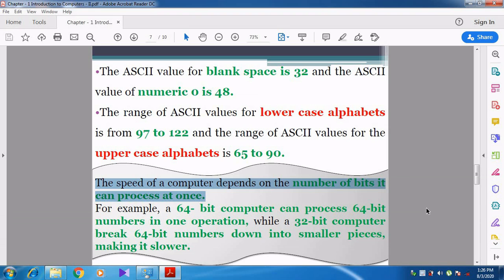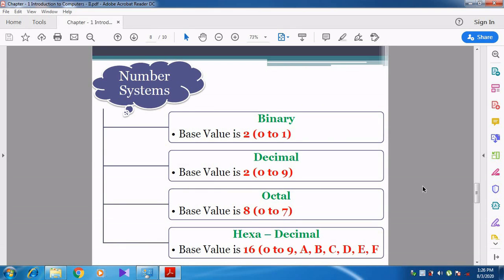Can you understand, students? Can you understand the ASCII values? Right. Now we are going to discuss the number systems. What is meant by number systems? Actually, the computer has four different types of number systems. What are they? First one is the binary number system, then the decimal number system, then the octal number system, and the last one is the hexadecimal number system. So what is meant by binary number system?